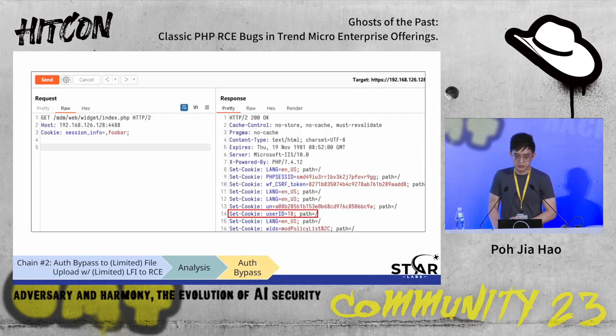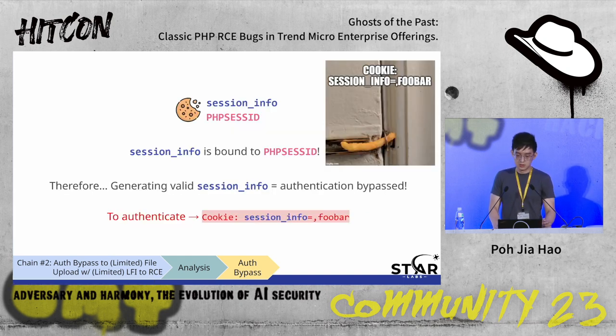If we look at the Burp Suite screenshot just now, notice that we are granted this user ID cookie, which proves that we are indeed authenticated. To conclude, we just have to set the session info cookie to be a comma followed by any value to authenticate, since the application will kindly create a new user for us. This design is surely an oversight, seeing that accounts are freely created by simply setting arbitrary cookie values, and with blank passwords nonetheless.